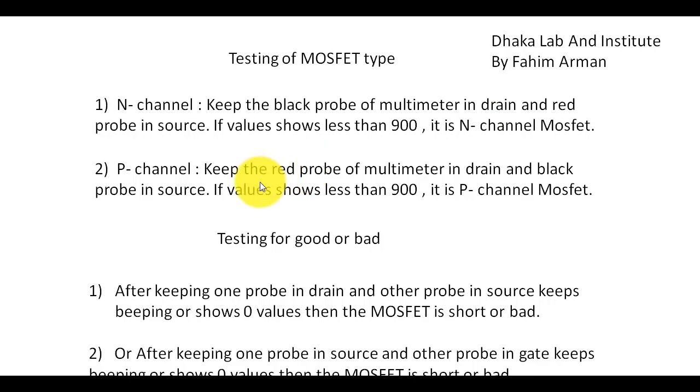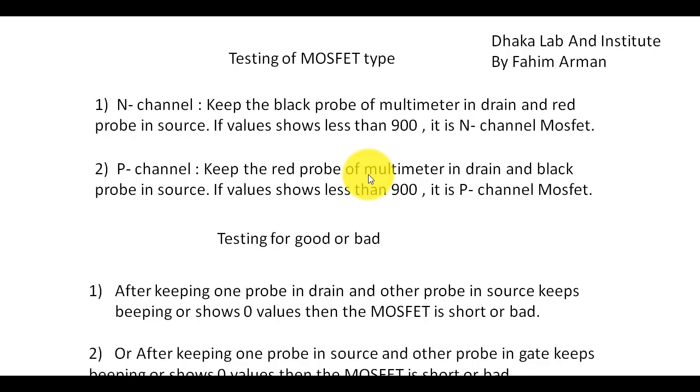And for P channel, keep the red probe of the multimeter on the drain and the black probe on the source. If the value shows less than 900, you can say it is a P channel MOSFET. Okay, so now we will see how to test whether a MOSFET is good or bad.